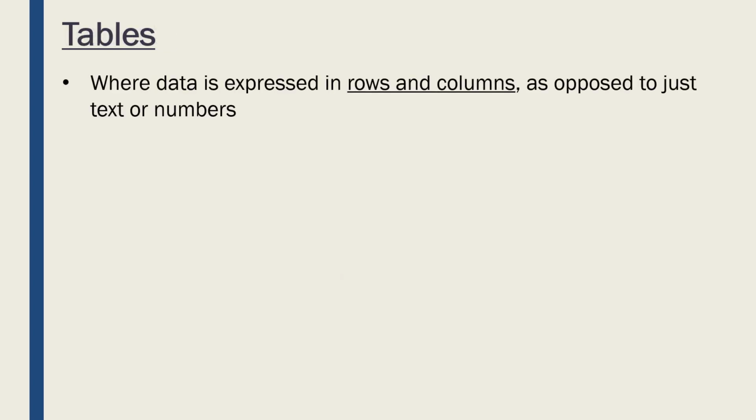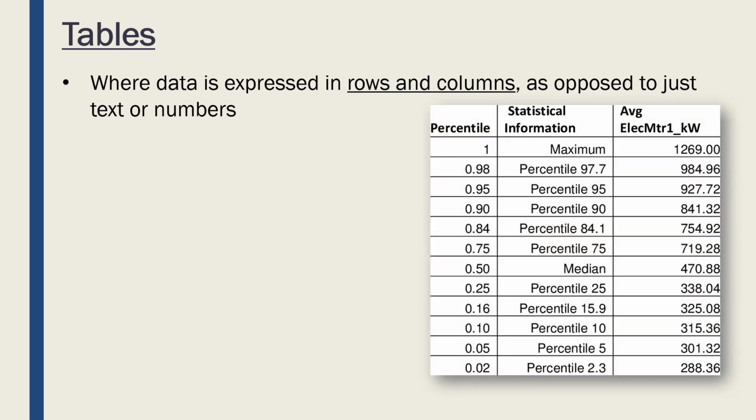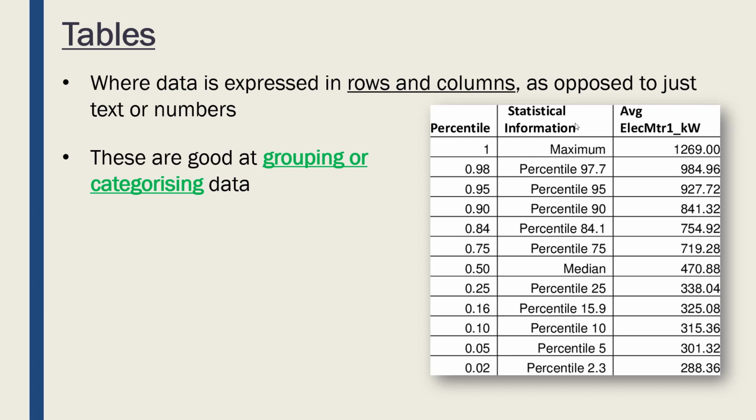The next method, tables, are rarely on their own, so usually they're combined in reports or presentations. This is where we have data expressed in terms of rows and columns as opposed to just loads of text or numbers. So this is a table, we've got different columns with column headings, and they're good in particular at grouping or categorizing data. So if you're wanting to group bits of data together, a table is good because you can just have a column for each group, or the rows will express different instances of that group.